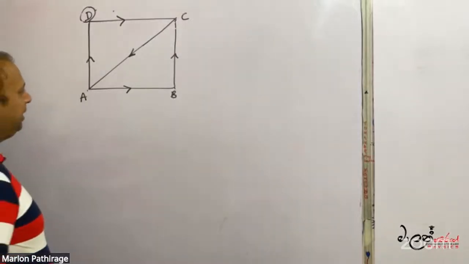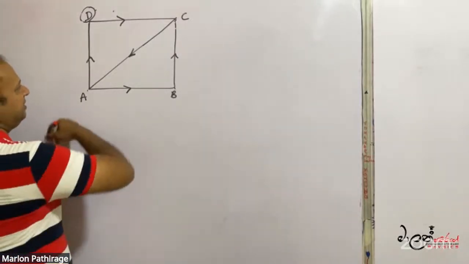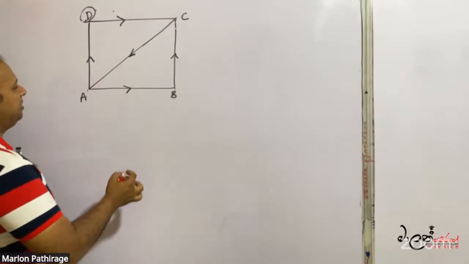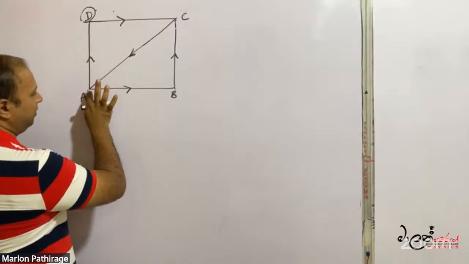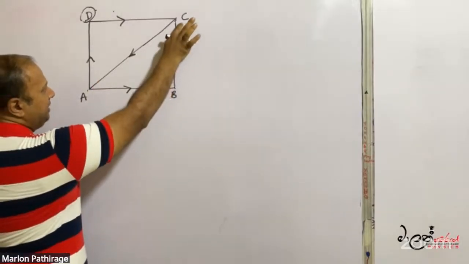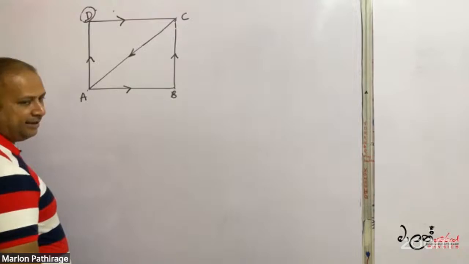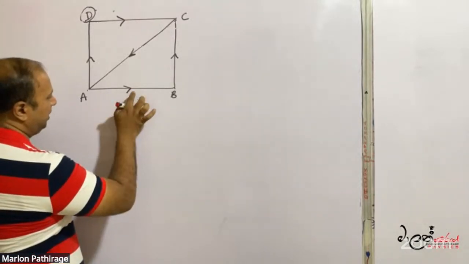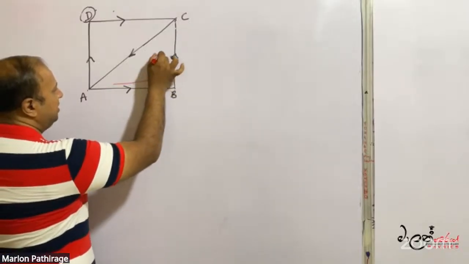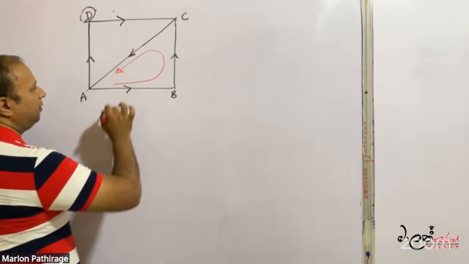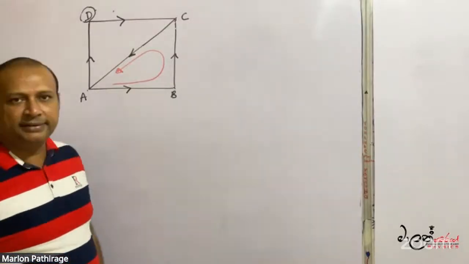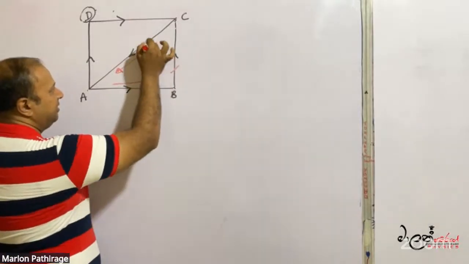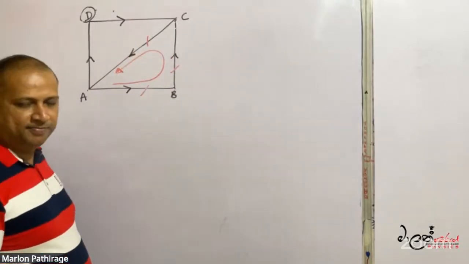Suppose now you are given this kind of vector system. Now it is very clear if you consider AB, BC, and CA, it is a closed loop. If we consider these three vectors, it is a closed loop. Is that clear?